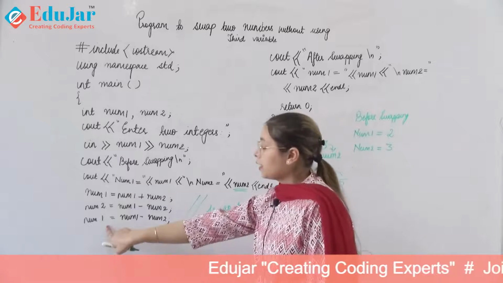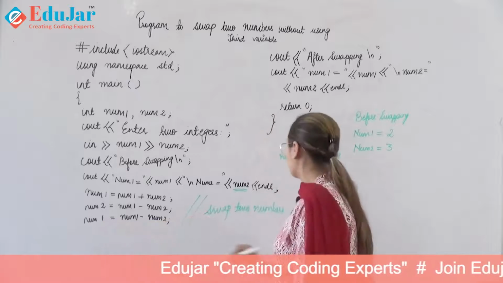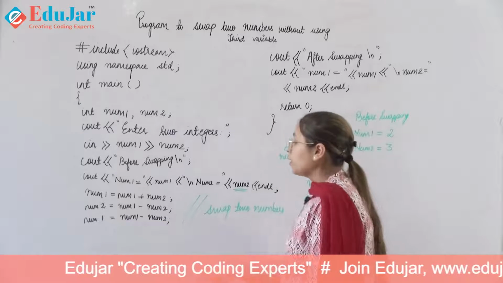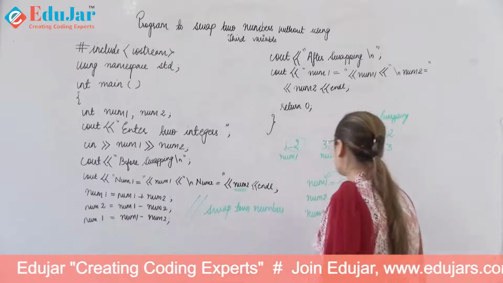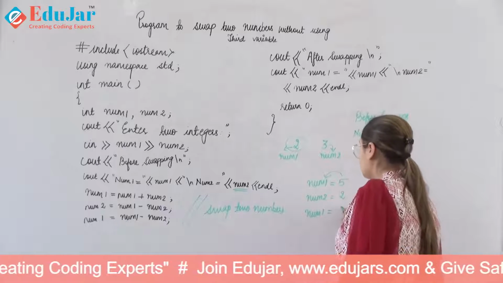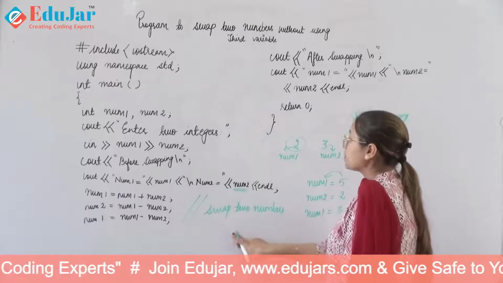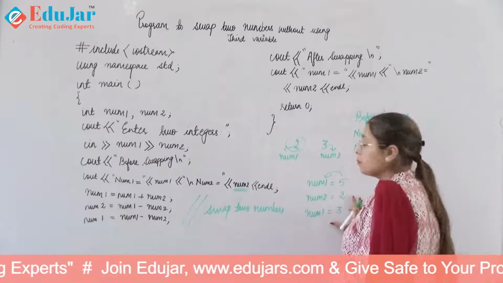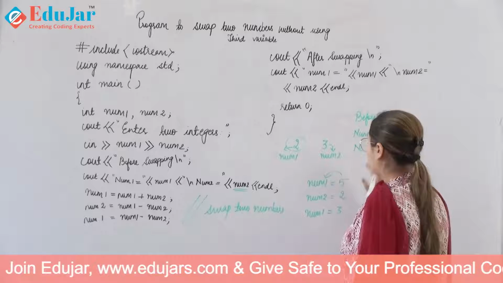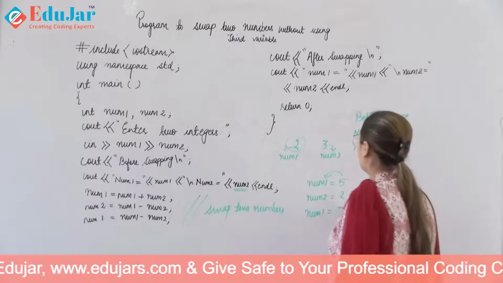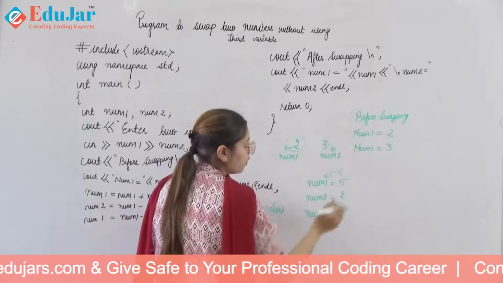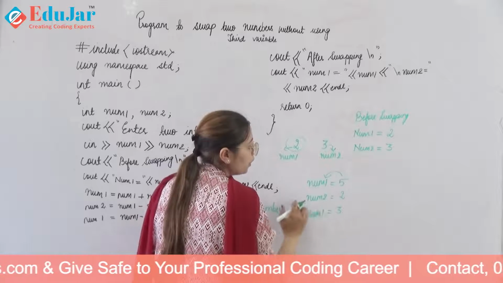In the last statement, num1 is equal to num1 minus num2. What is num1 right now? 5. 5 minus num2, which is 2, so it will become 3. So now you have seen that we have swapped the numbers, because initially we had 2 in num1 and right now we have 3 in num1. Then we had 3 in num2 initially, but right now we have 2 in num2.